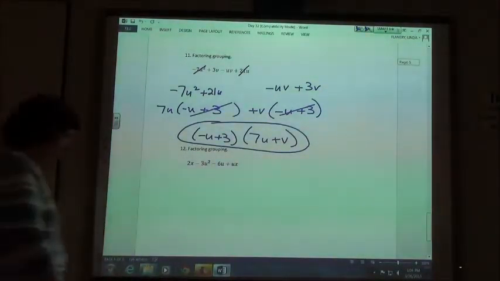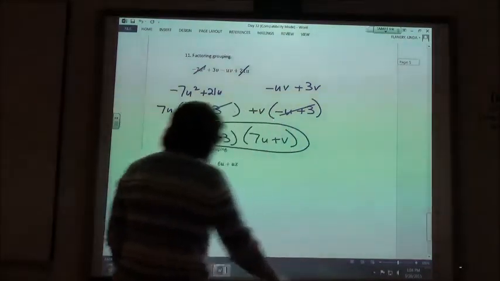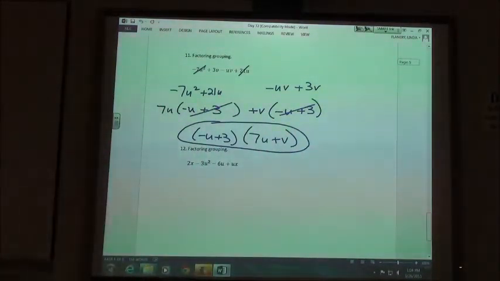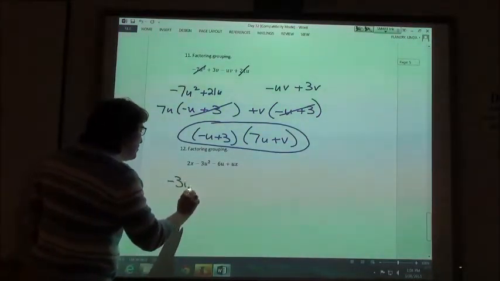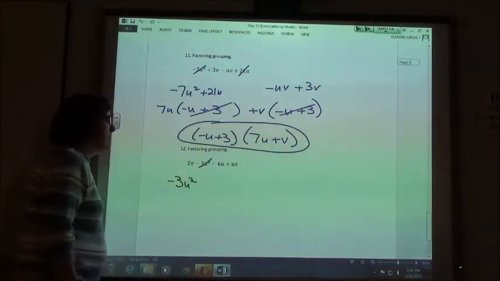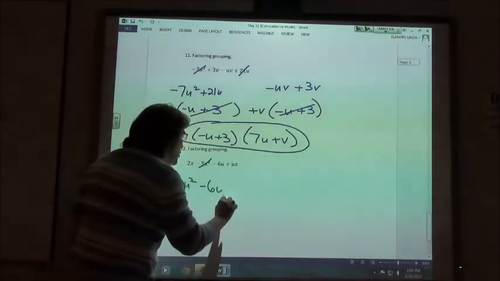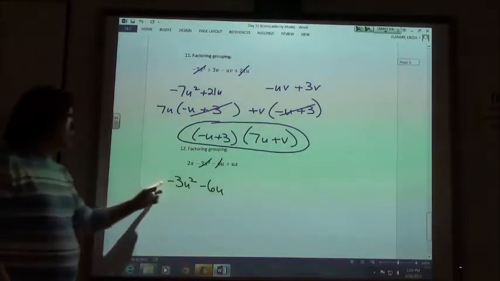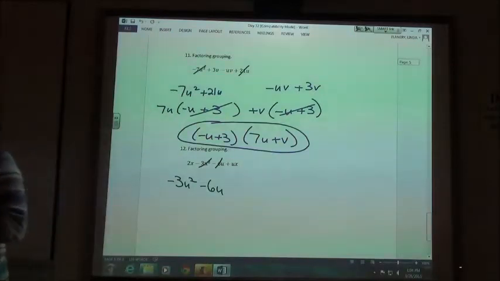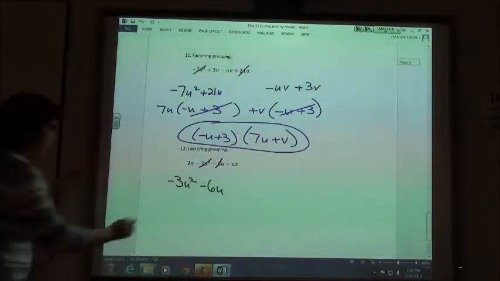Number 12. Still factoring by grouping. Which two should I group together to start with? Negative 3u squared, negative 6u. I don't know if it's going to be a negative or positive. Since both of these are negative, it's best to do the negative. Negative 3u.